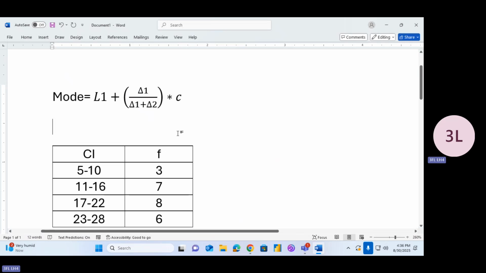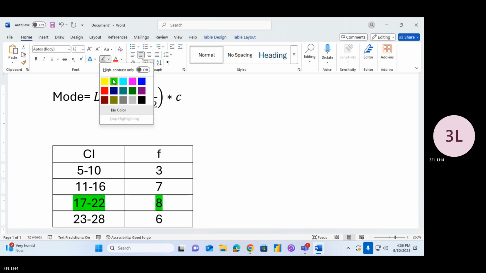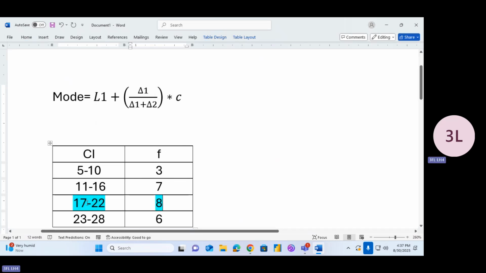Then we find out. First you need to find out what? What is the modal class in here? How do we find the modal class? Going down the frequency column, you can identify the highest frequency. What is the highest frequency in here? 8. Then what is the modal class? 17 to 22. It's clear? Looking at the frequency column, select the highest frequency. 8. What is the class interval? 17 to 22. It's clear?